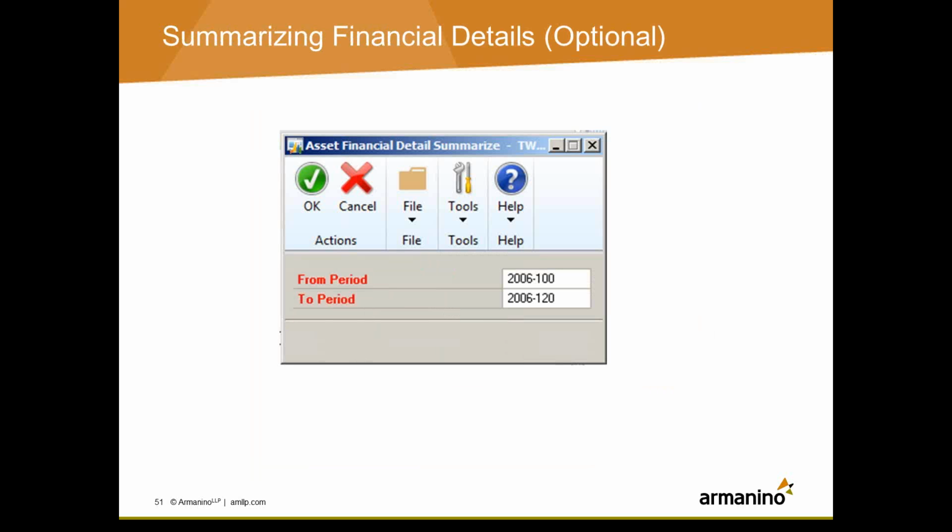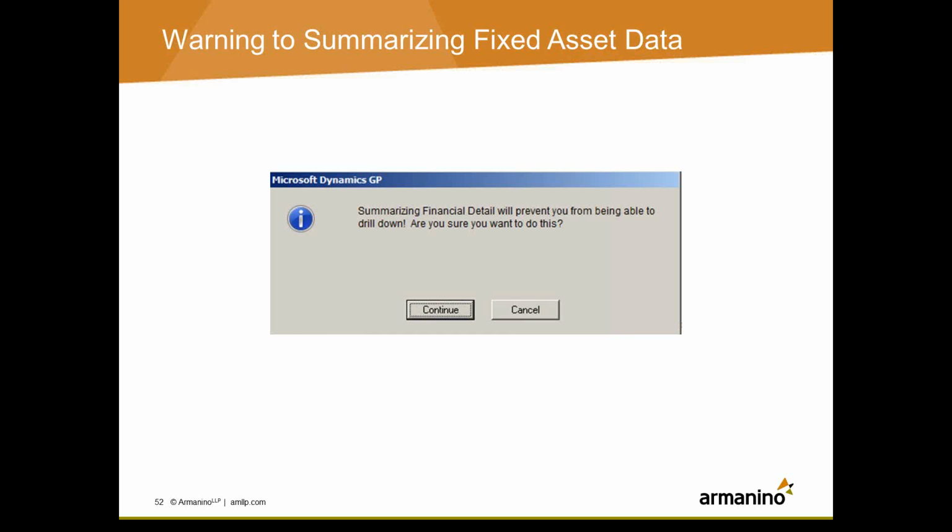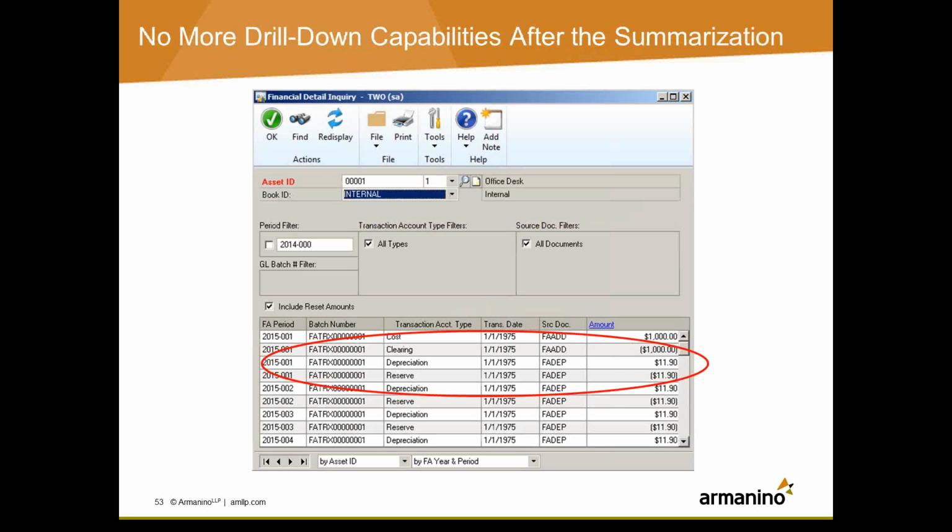When you do this, it brings up a message saying, are you sure that you want to do this? Because it's not something that you can undo. It's going to take the data and summarize it by year. So what I mean by that is if you were to go to the financial detail inquiry window and look up information for an asset, all this information for the same year is going to be collapsed into one number.